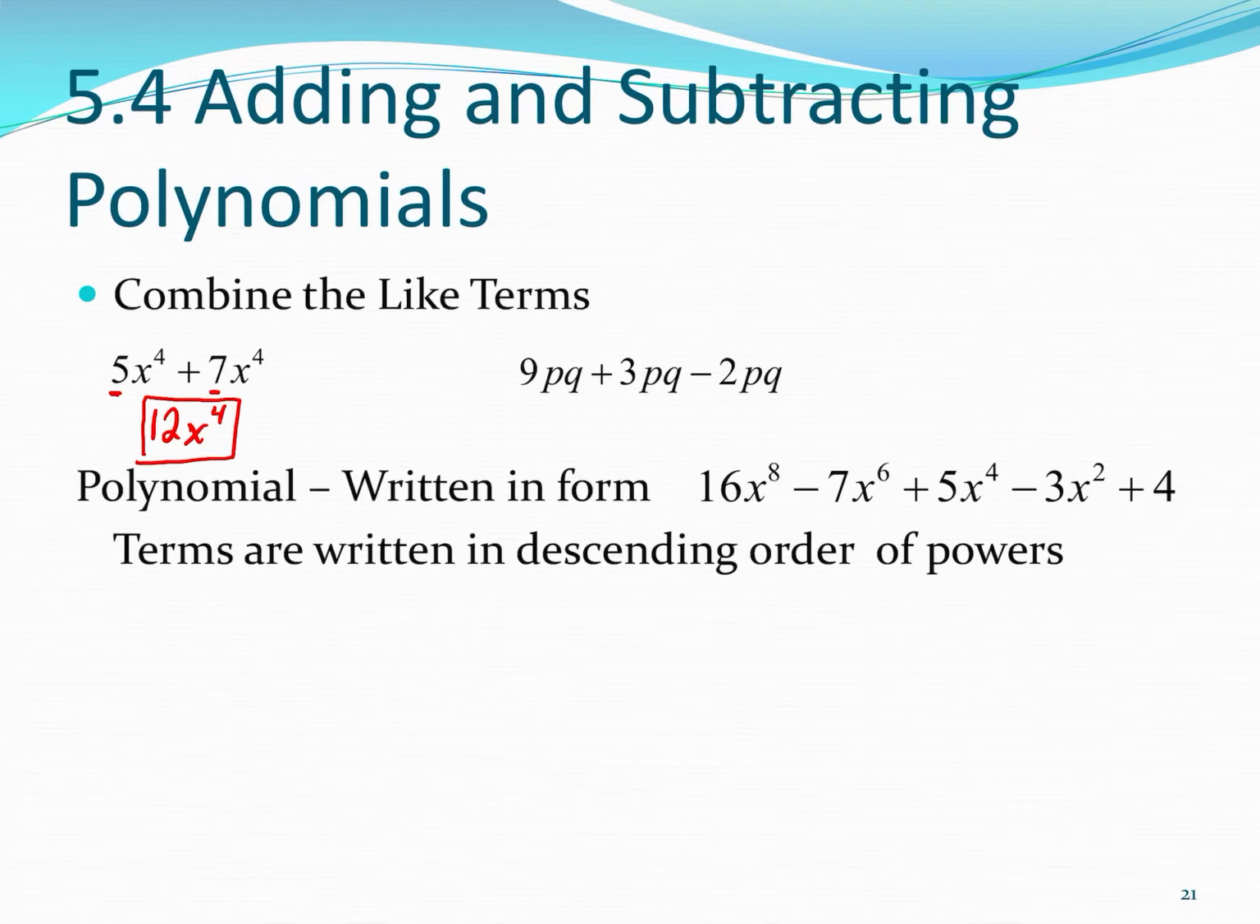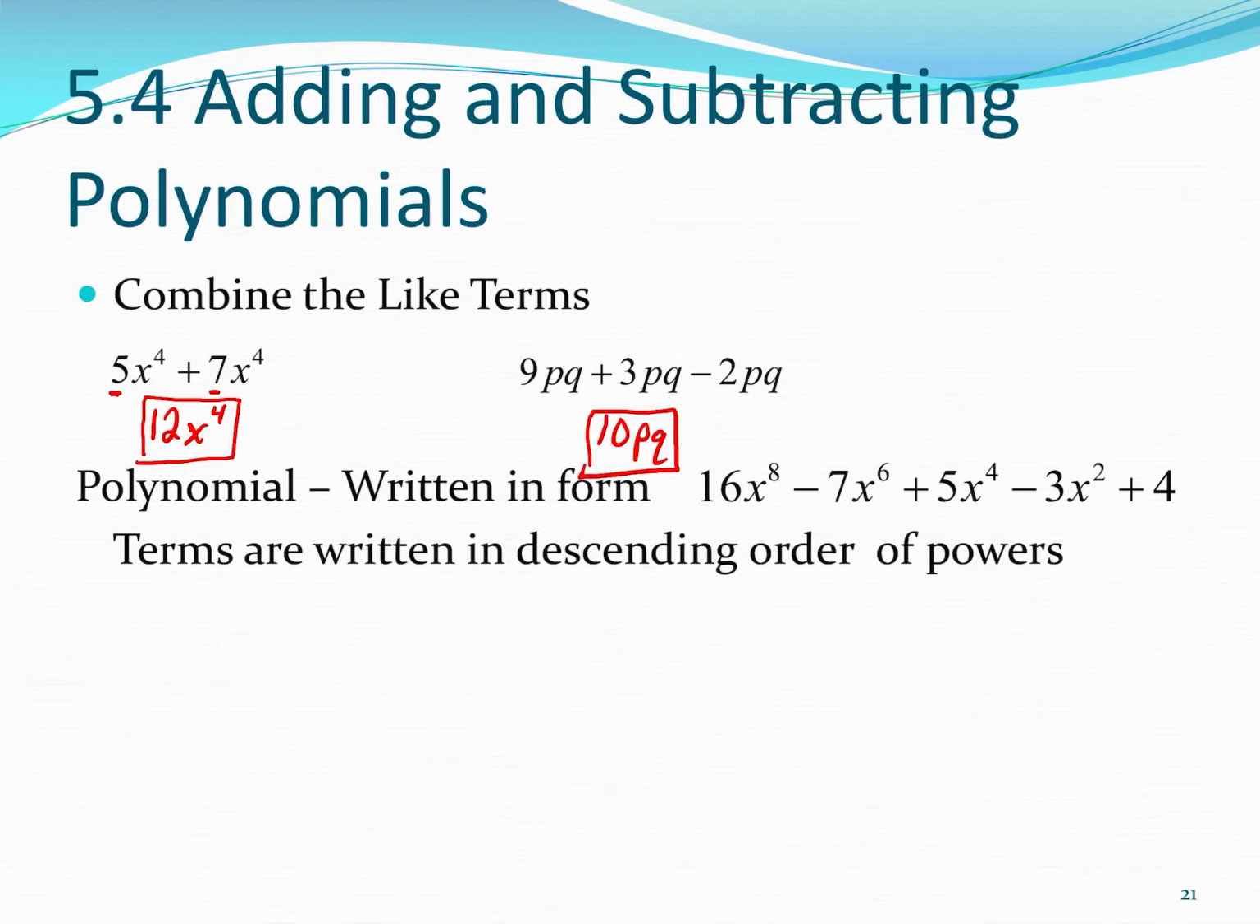And so that's how we would combine those like terms. Now, you can see the same thing in the next example. 9pq plus 3pq minus 2pq. Well, they're all pq. They all have the same variables with the same exponents. And so 9 of those plus 3 of those is 12, and then 12 minus 2 would be 10pq. Again, the pq does not change. It is still just pq. Okay? So we're going to talk about combining like terms. It's going to be a big part of the adding and subtracting we'll get to in a little while.